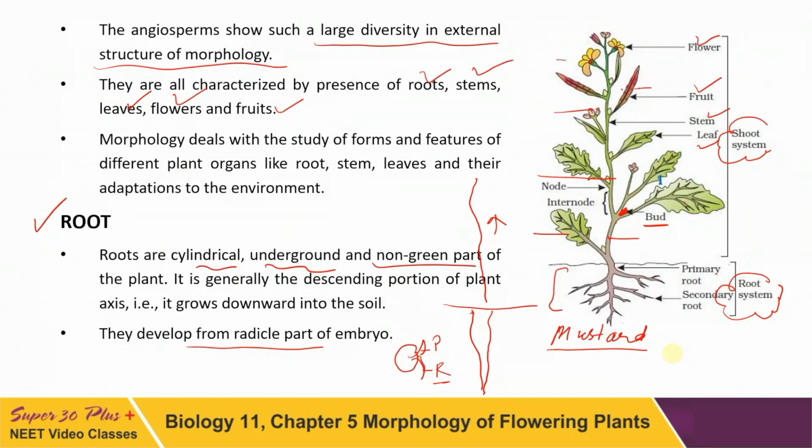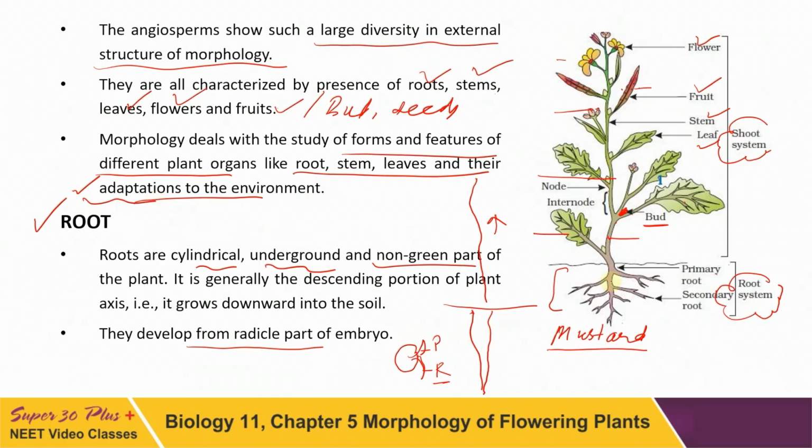Then in morphology, this is a typical angiospermic plant. In morphology, we have to study root, stem, leaves, flower, fruits, and even the buds and the seeds, right? Morphology deals with the study of form and features of different plant parts. And what is the necessity to study this? It gives a detail of how the plant is able to adapt to its environment. The roots found in water are definitely different from the roots found in deserts.